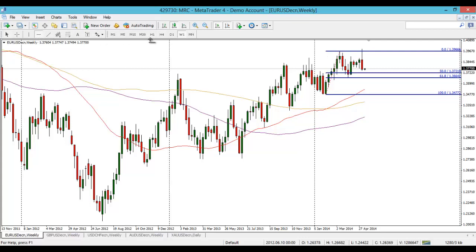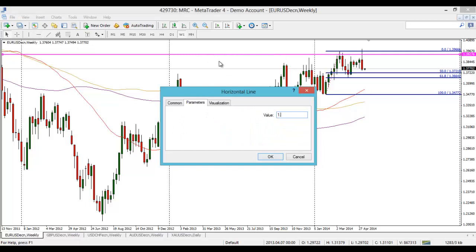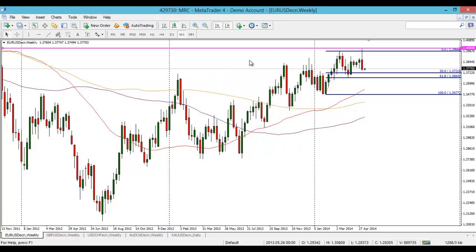We pierced through that. So then the interesting level to keep the focus on, I thought, was the one spot 40 handle. We didn't quite reach that, but pretty much did, to be honest. And we had a failure at these highs, and we reversed with a significant sell-off in the euro dollar pair.